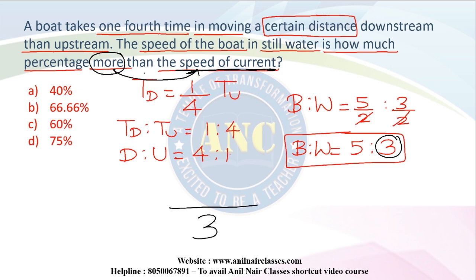Another thing is, if you are using the word 'than', then the numerator should be the difference between the speeds. Difference is 5 minus 3, that is 2. Please refer to my percentages class for more clarity, because I do not want to waste our time here once again. So 2 by 3 is the percentage they are looking for, and 2 by 3 value is 66.66%. Answer is option B.